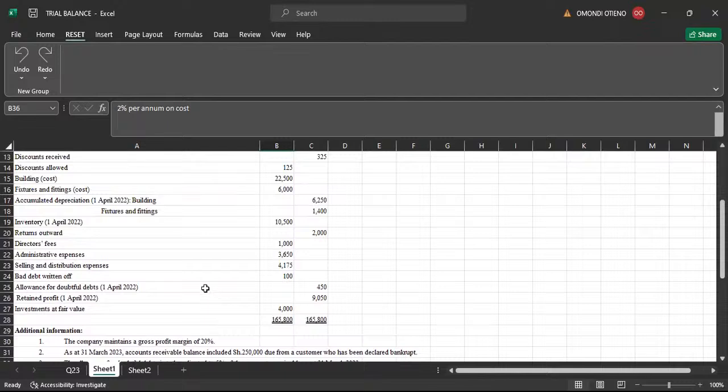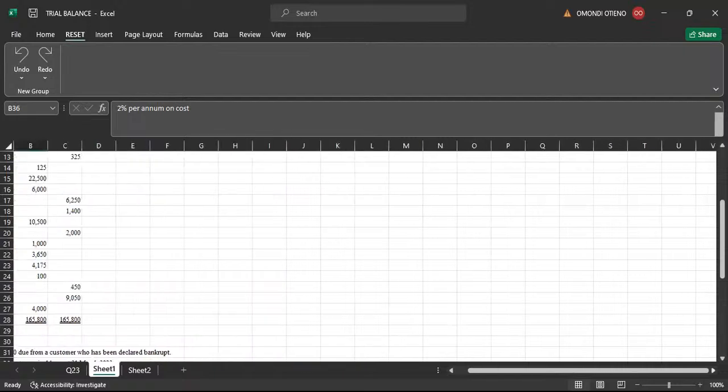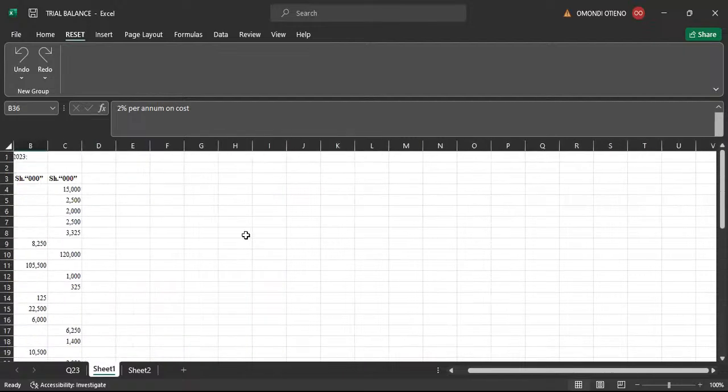So the closing inventory, how do we get closing inventory? How do we get closing inventory? Which account are we going to prepare for us to be able to get the closing inventory?